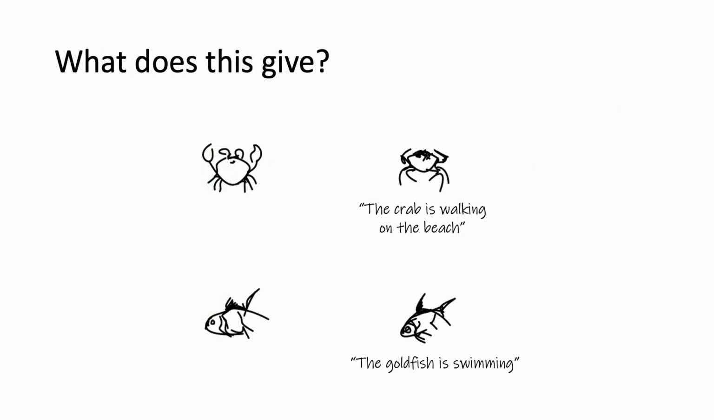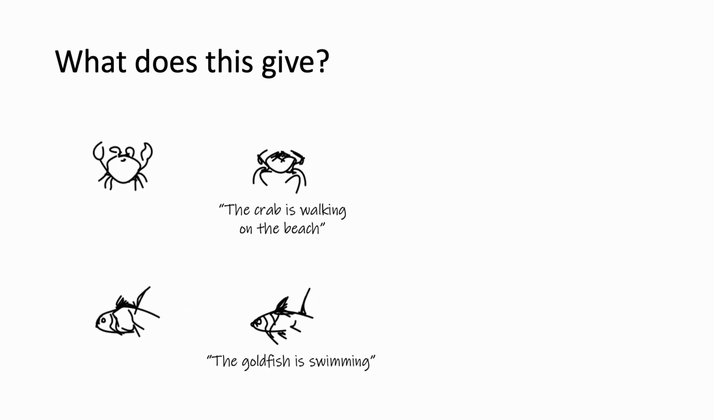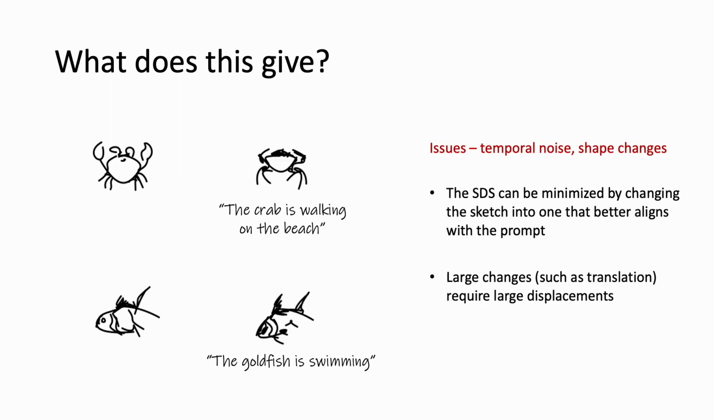Now, the pipeline gives results that look like these. The sketches are moving in a way that fits the subject and the prompt. However, we've got big shape changes and a lot of temporal noise in our sketch. We've identified 2 main issues causing this. First, the SDS loss can be minimized by changing the subject shape. And second, large changes, such as translation, require large displacements. So we address this by integrating this understanding into our network design.